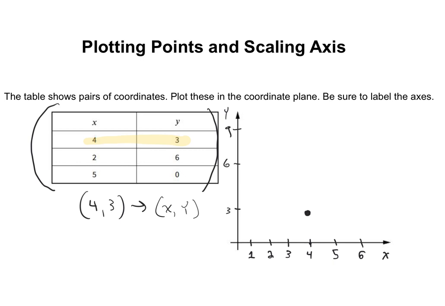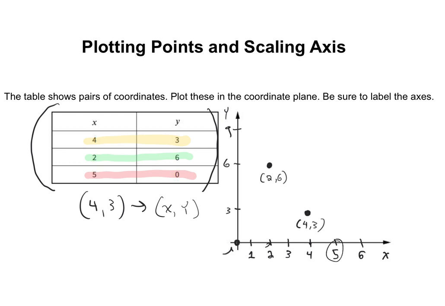Now I'm going to look for a point where x is 2 and y is 6. Again, start with your x-axis. Find 2 on your x-axis, which is right here, and then move up to 6. So this is the point 2, 6. So let me go ahead and write this one down. That is 4, 3. And lastly, we are going to look for a place where x is 5 and y is 0.